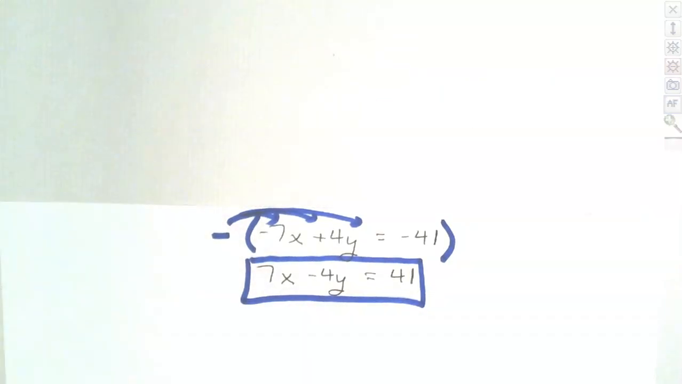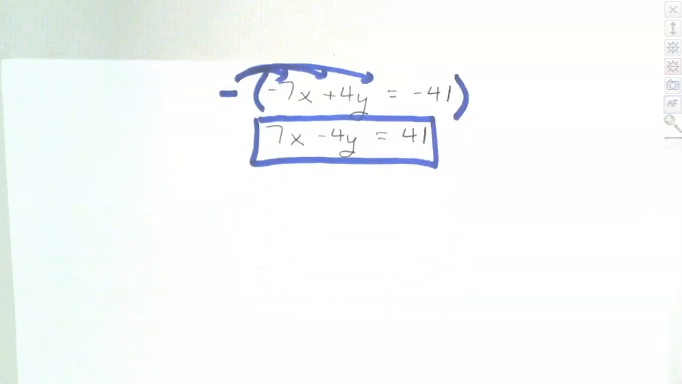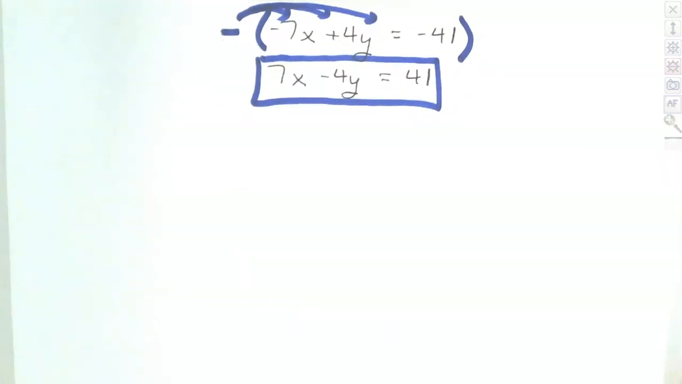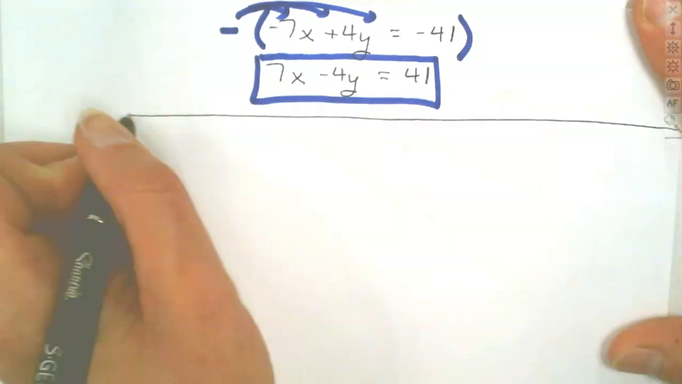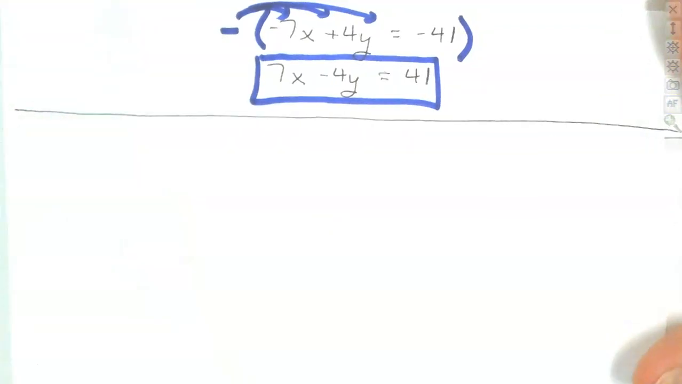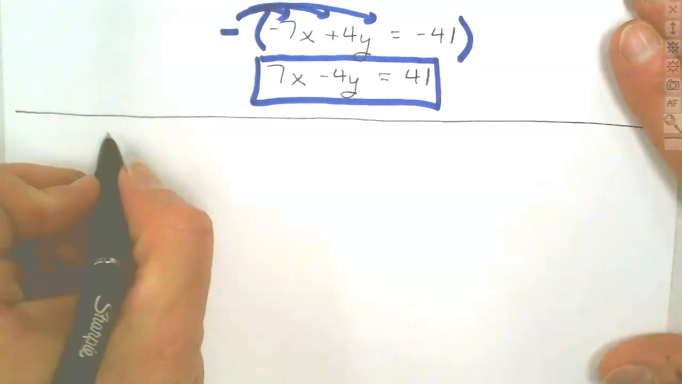We'll do another one here. And then we'll move on to the next flow chart. The last one we got in standard form, this one we're going to get in slope-intercept.